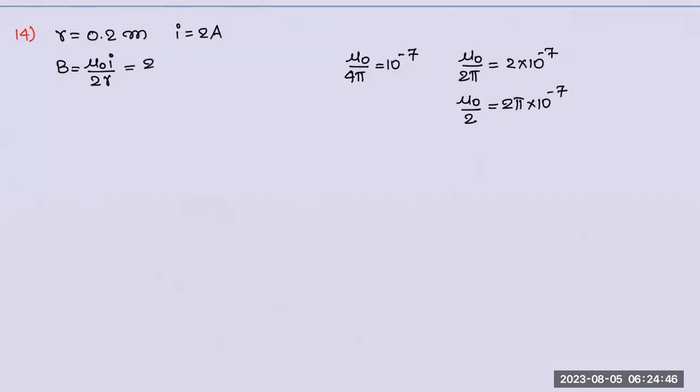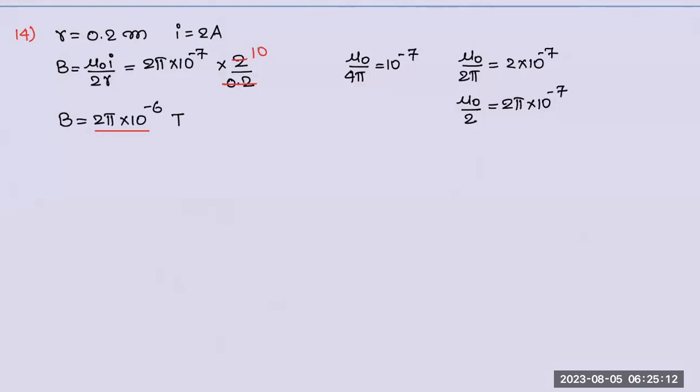So that is equal to 2 pi into 10 power minus 7 into current 2 ampere. Distance is 0.2 meters, so it will be 10 times. So the answer is magnetic field B is equal to 2 pi into 10 power minus 6 Tesla. You stop it here. If you want, you can go deep. That's it.